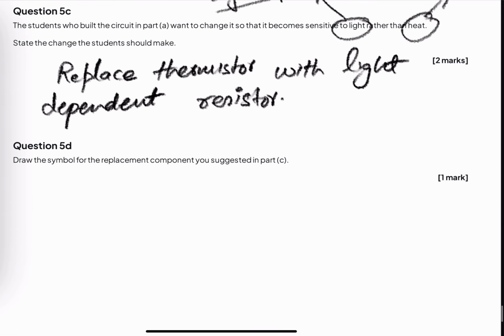Okay. 5T. Draw the symbol for the replacement component you suggested. Okay, so you have to draw a component for the LDR. LDR is a light dependent resistor. So this is the symbol of a resistor, and these arrows are representing light. So this is LDR, light dependent resistor.